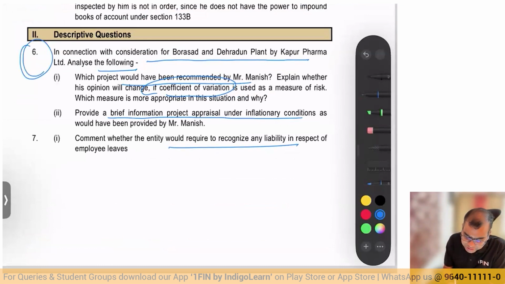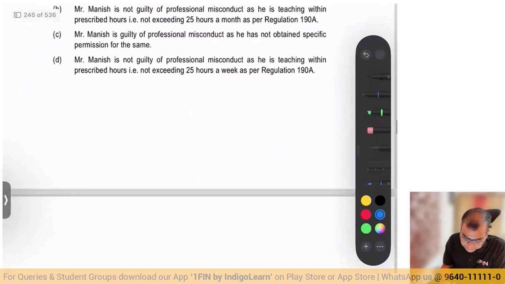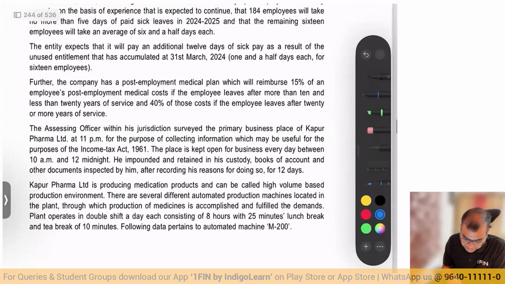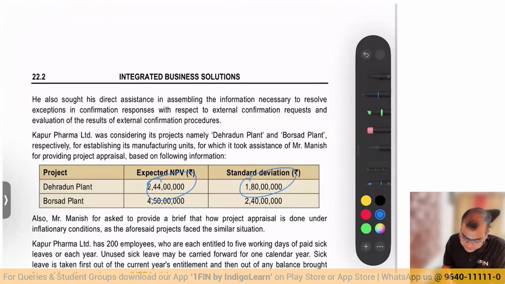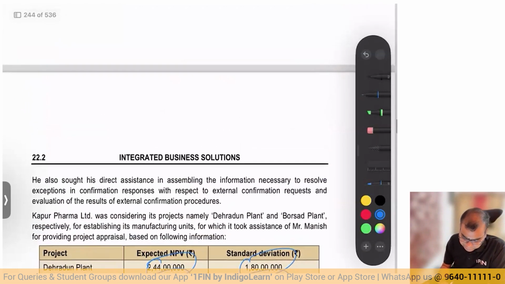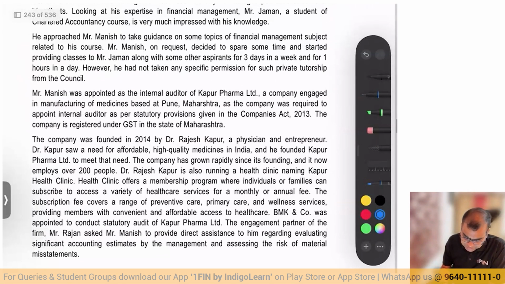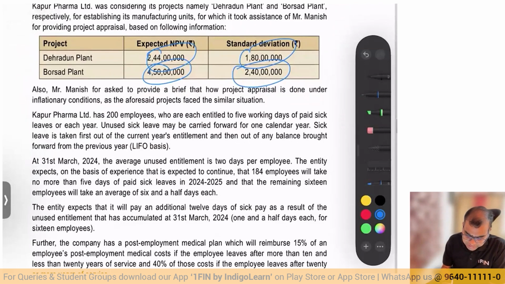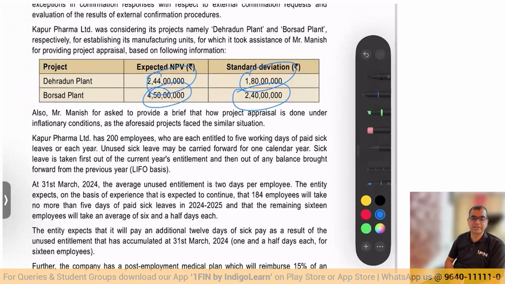Now, which project would be recommended by Mr. Manish? So let us see what the projects are here. Dehradun and Borsat. Expected NPV, standard deviation. So looking at it purely from an NPV perspective, I don't know what the investment is here. What is the investment? They have not said what the cost of each of the projects is. So the investment made is not known. They have just given the expected NPV and the standard deviation of the projects. So just based on this information, we are supposed to figure out which project you will recommend.